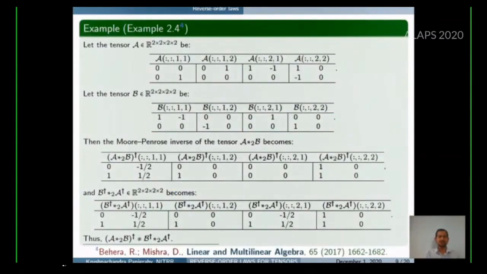After that, in the year 2017, Behera and Mishra found that if we consider the tensors A and B, the Moore-Penrose inverse does not satisfy the reverse order law. That is, the Moore-Penrose inverse of A star n B does not equal the Moore-Penrose inverse of B star n the Moore-Penrose inverse of A. For this, they considered an example. I am collecting the example from the paper by Behera and Mishra. One can find exactly this example as example 2.4 in their paper.